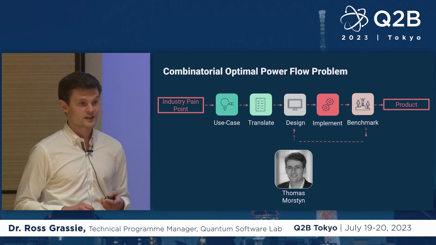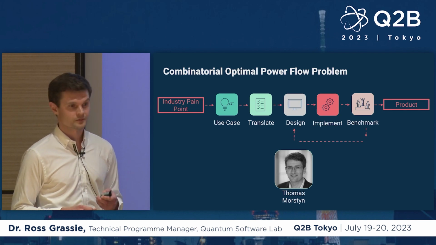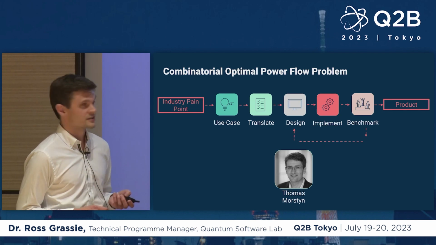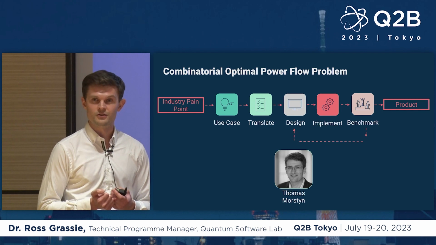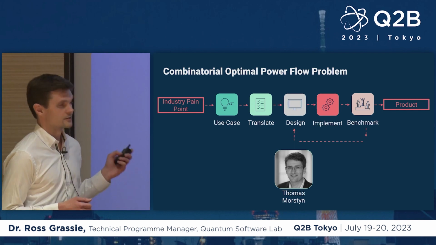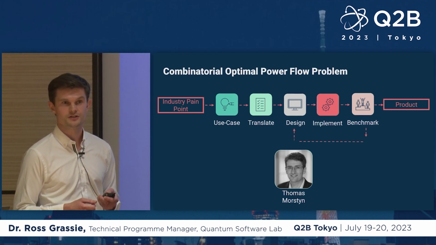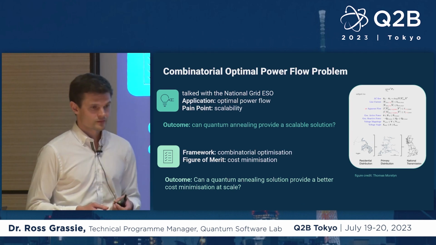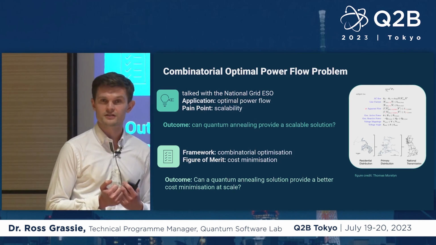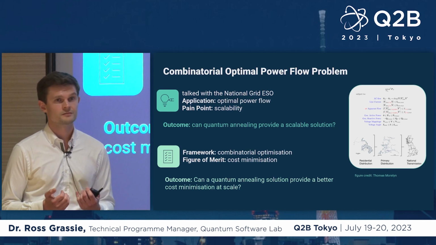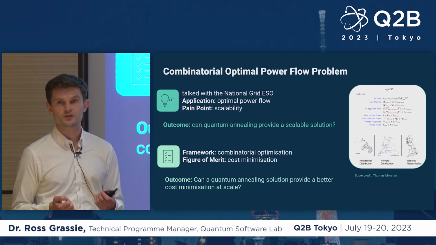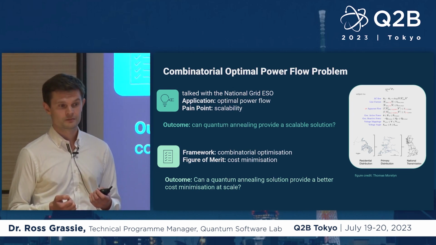So our second example comes from the energy sector. This was work done in the engineering department at the University of Edinburgh and conducted by Thomas Morstyn, one of our lecturers. So this project started through discussions with the National Grid, who run the electricity distribution network in the UK.